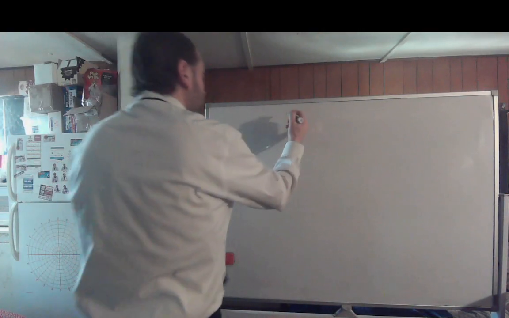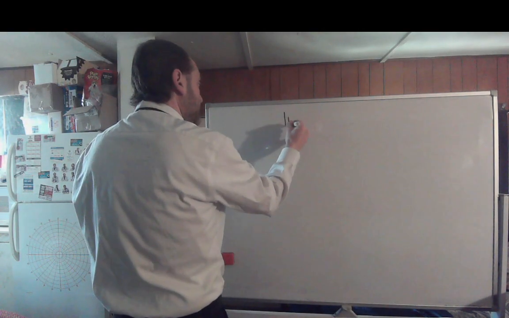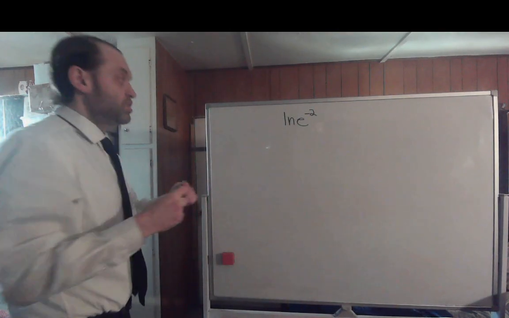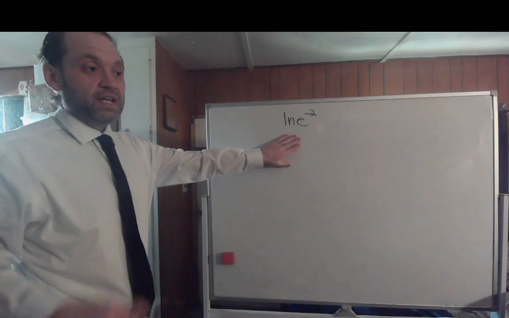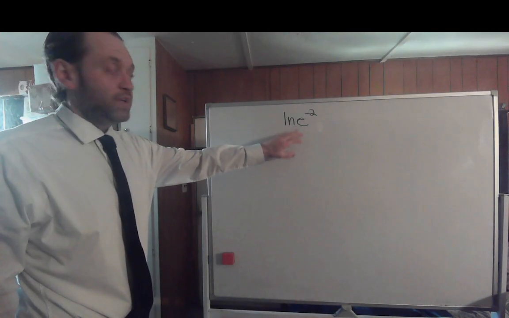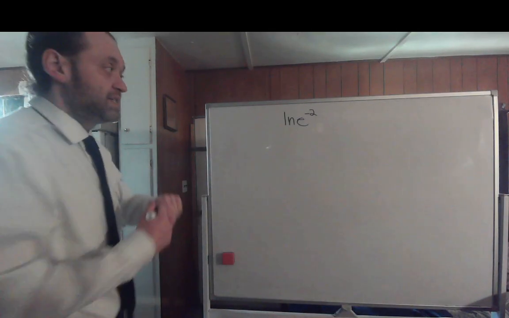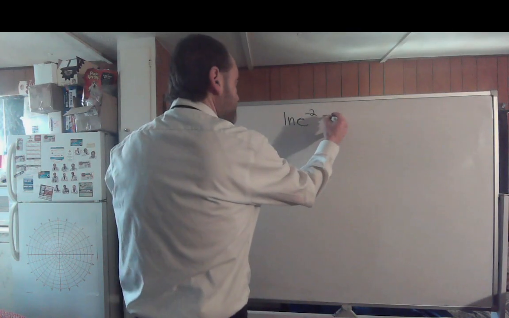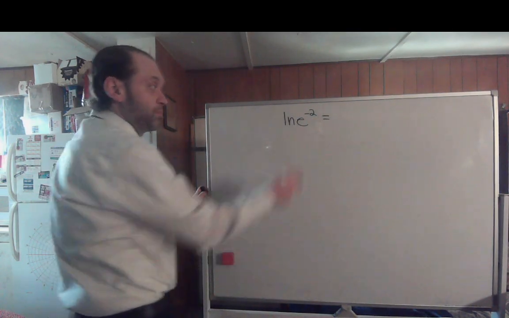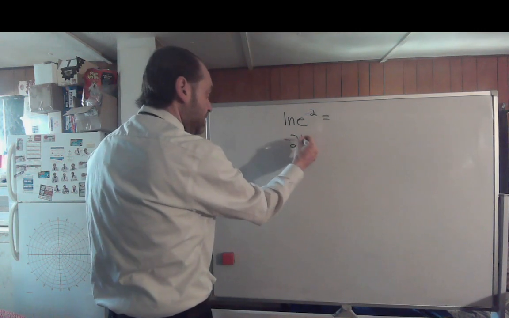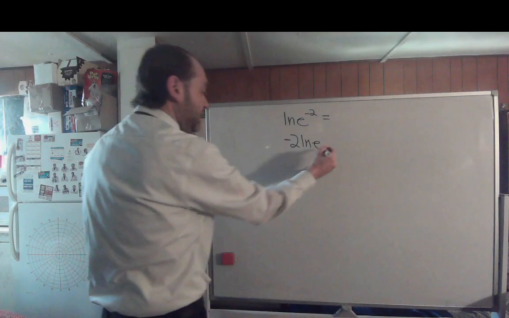Alright, we have the ln of e to the negative second. So we have the ln of e to the negative second, a natural log of e to the negative second. Well, again, ln is just log base e, right? But this is a power property, so that power of negative 2 can come down front and you multiply it by the logarithm, natural log of e.